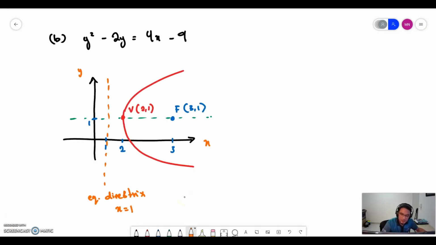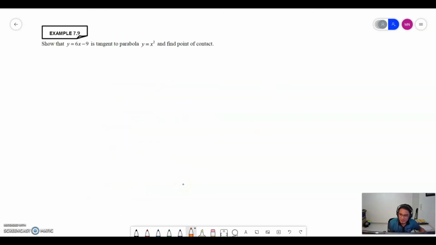Okay, so here is the sketch of the parabola. As you can see, the vertex is at (2, 1), the focus at (3, 1). Meanwhile, the equation of the directrix is x equal to 1. And then don't forget to label the y and x axis.